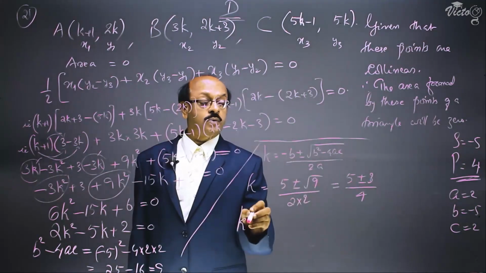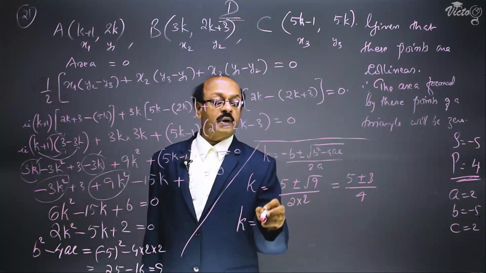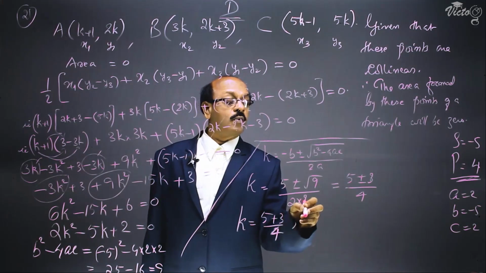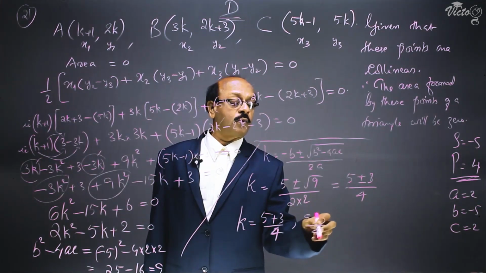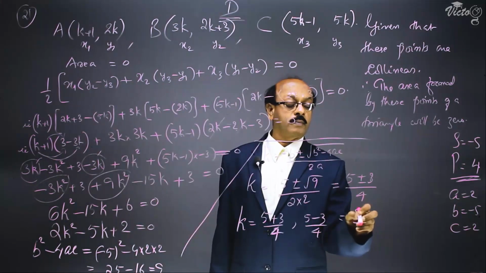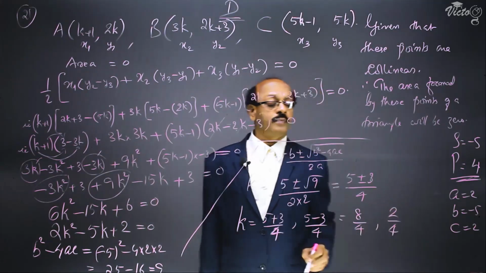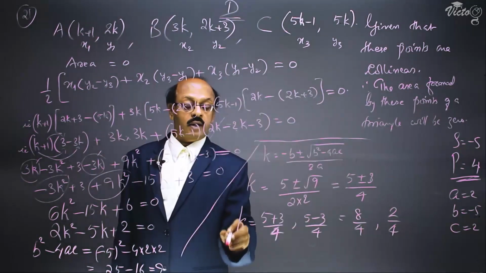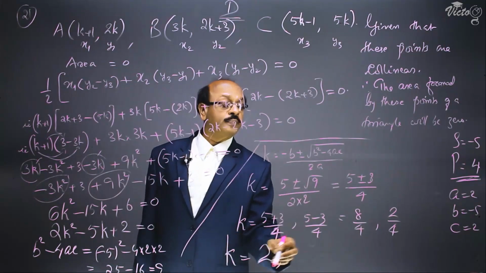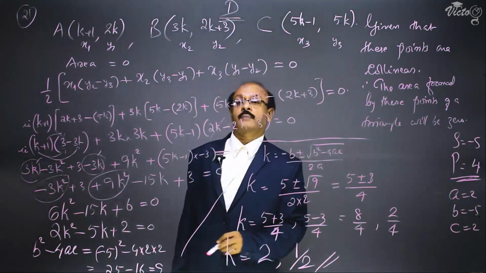K is equal to, we are splitting it into two parts: 5 plus 3 by 4 and 5 minus 3 by 4. 5 plus 3 is 8 by 4, 5 minus 3 is 2 by 4. That is the value of k. K is equal to 8 by 4, which is equal to 2, and 2 by 4, which is equal to 1 by 2. These are the two values of k.